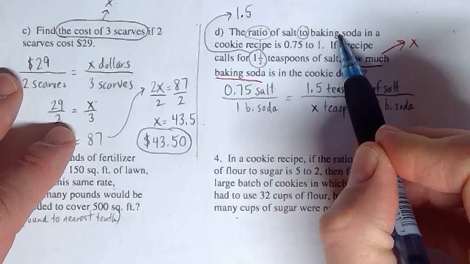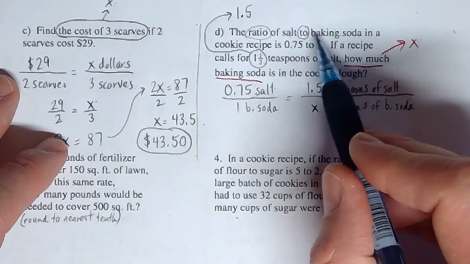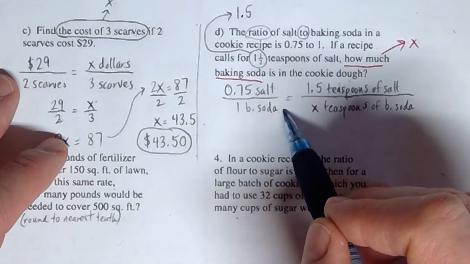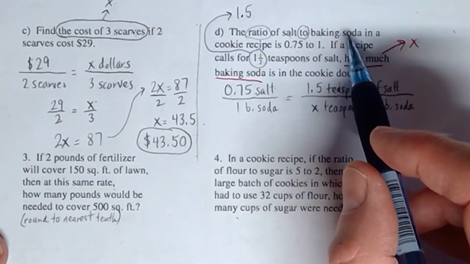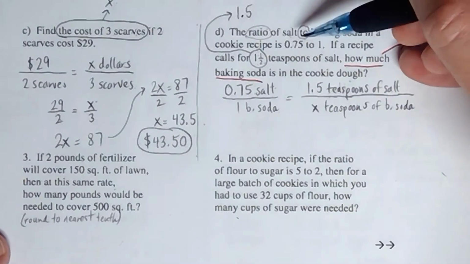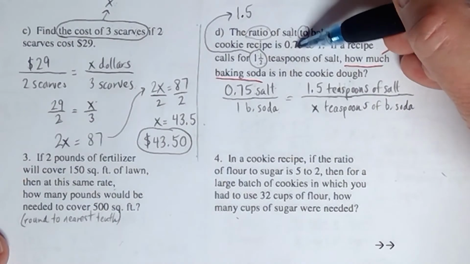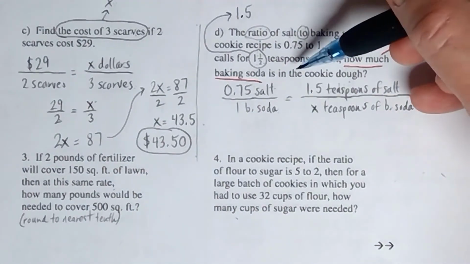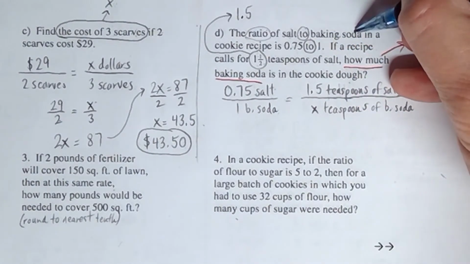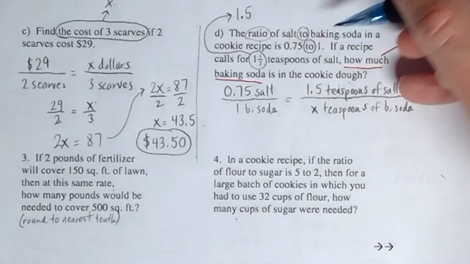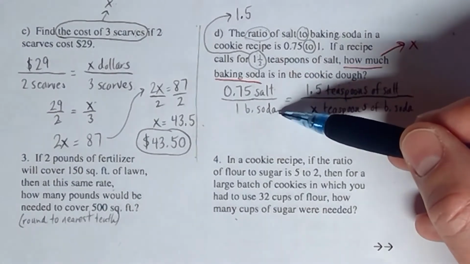When they say salt to baking soda, whatever goes before the word to, that's typically what goes on top. And whatever goes after the word to, that's what goes on the bottom. And that's how I knew that the salt was a 0.75, and that's how I knew the baking soda was the 1. It's because the 0.75 went before the word to, just like the salt did. So the salt and the 0.75 go together. They both are before the word to. All right, and then whatever's after the word to, which would be baking soda, and it's also the number 1 that's after the word to as well. That means that the baking soda and the number 1 go together. And that's why I wrote that here.